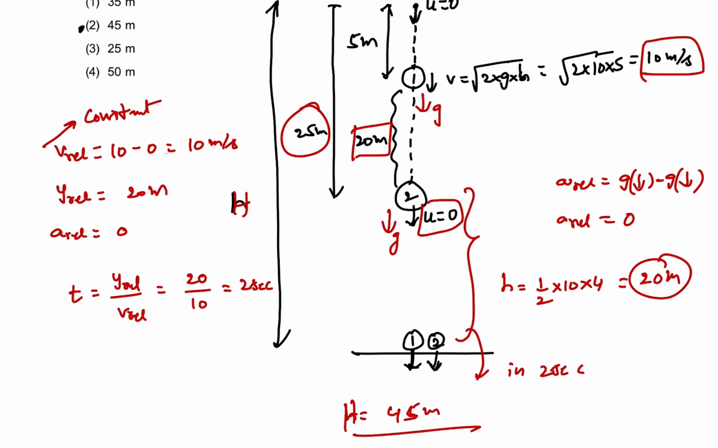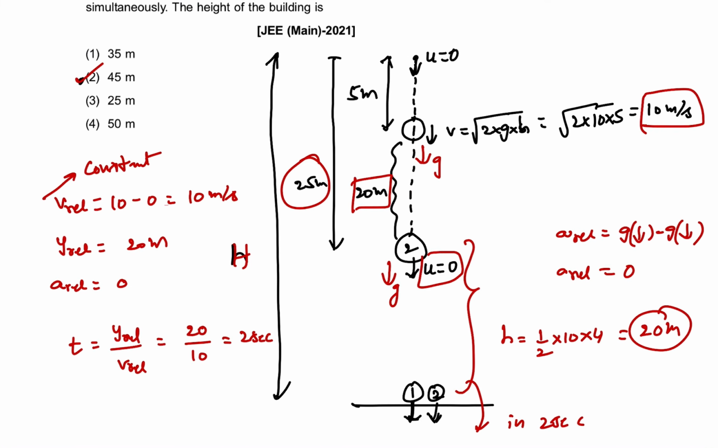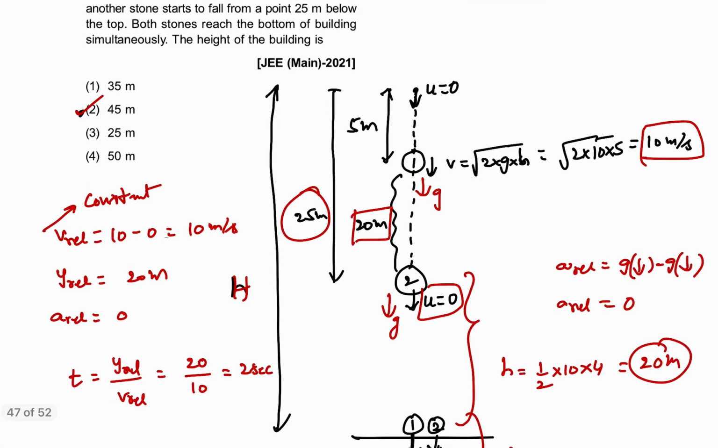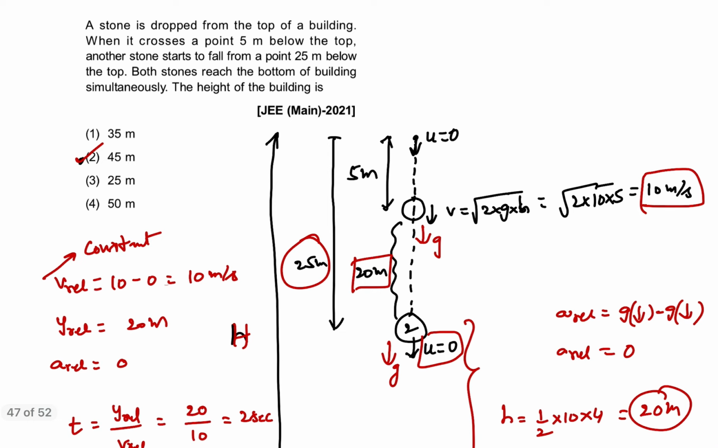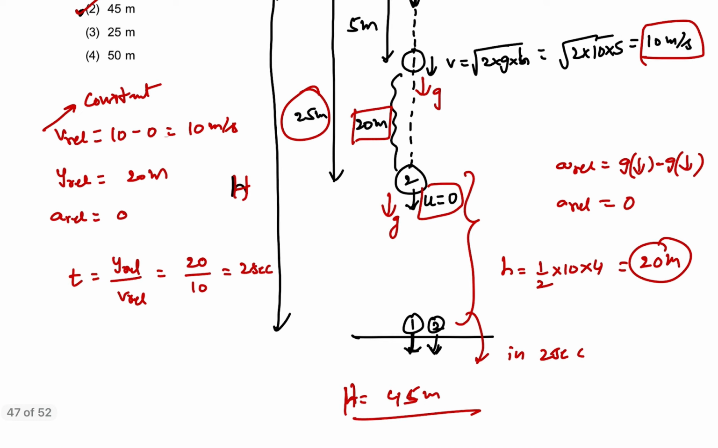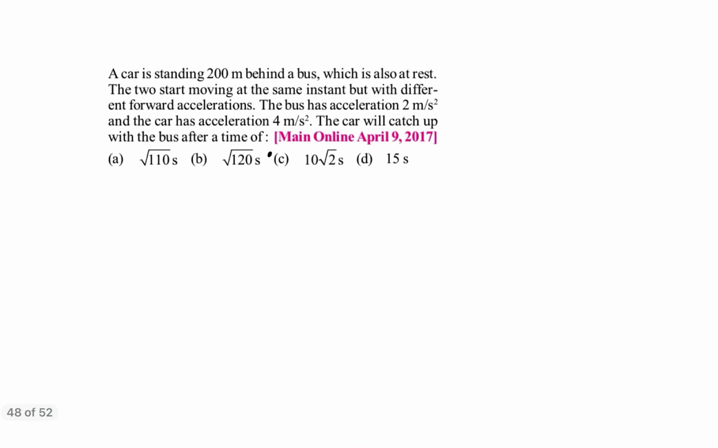I am writing capital H. Capital H value is how much? 45 meters. You can take 45 meters. Whatever the straight line motion and kinematics questions are there, you need to understand the question, write the given data, follow line by line the instructions they have given, and apply whatever formulas are available. If you apply the same thing, you will get the answers.